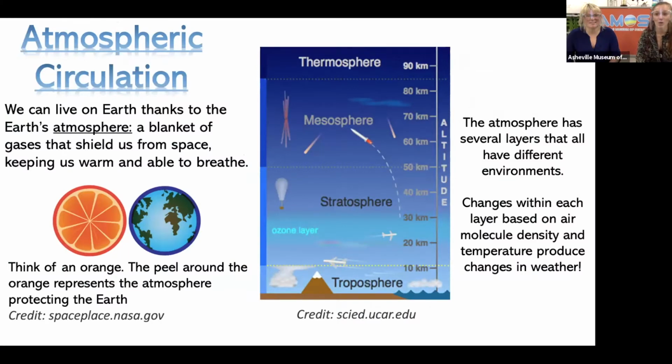And one thing to note about the atmosphere is something called atmospheric circulation. And so that blanket of gas that shields us and keeps us warm has a lot of different environments to it. And each layer of the atmosphere, as we get further and further into space, is going to change with those air molecule density and the temperature, which is really what's going to affect the weather.